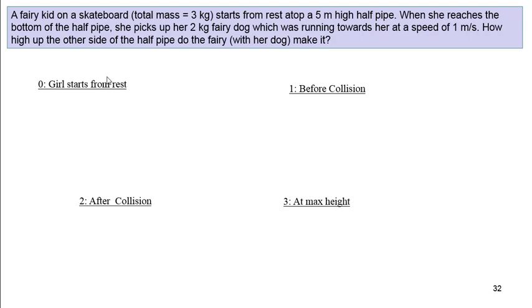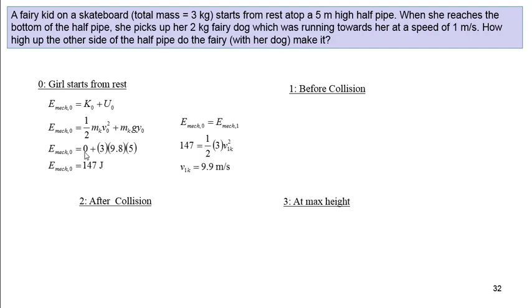Just like before, I'm going to get from this event to this event using conservation of energy. Then I'm going to get from this event to this event using conservation of momentum. And I'm going to get from this event to this event using conservation of energy. Okay. So initially, the girl at the top of the half pipe does not have any kinetic energy, but she does have potential energy. She has 147 joules of potential energy. That's her total mechanical energy because her kinetic energy is 0.